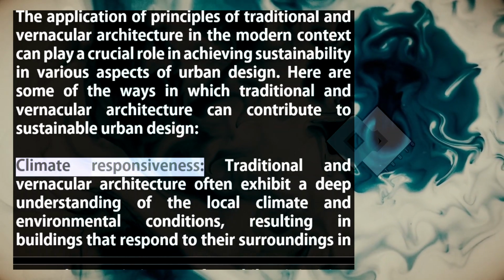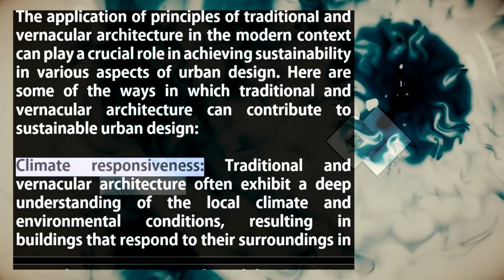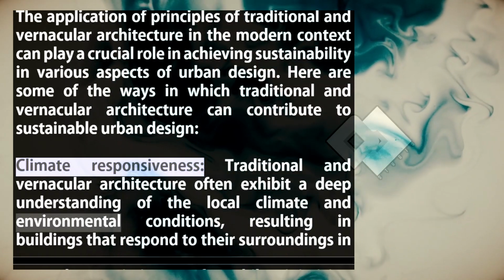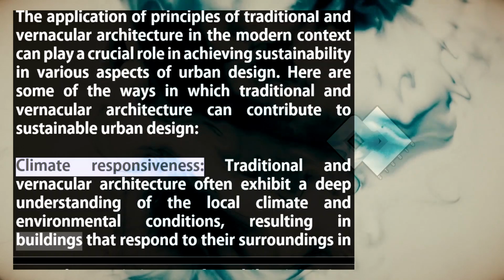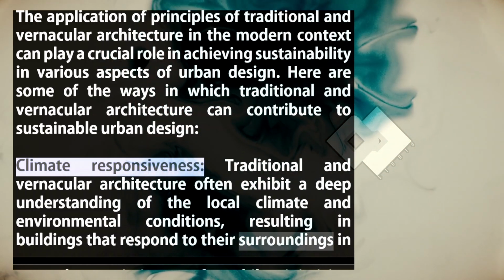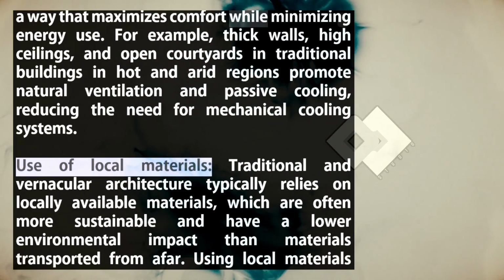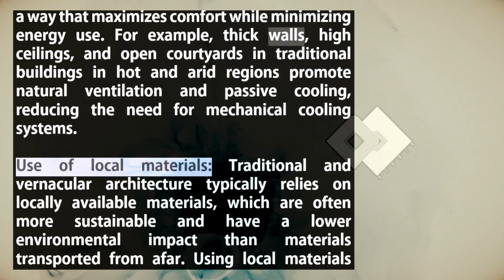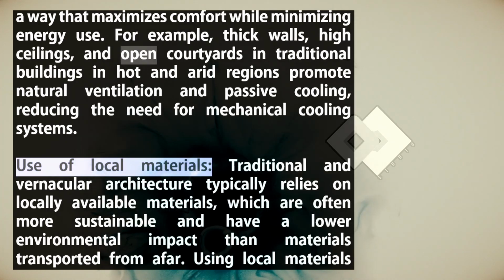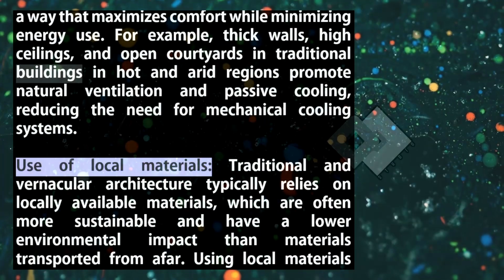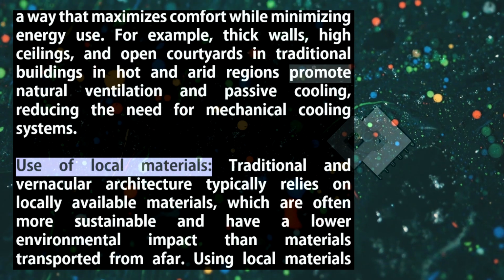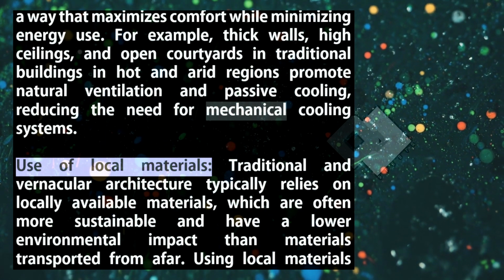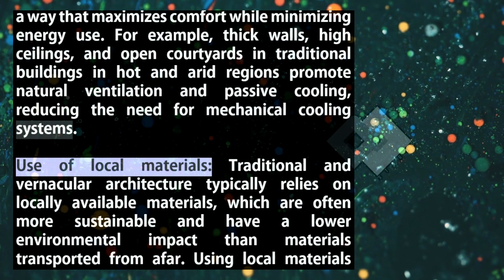Climate responsiveness. Traditional and vernacular architecture often exhibit a deep understanding of the local climate and environmental conditions, resulting in buildings that respond to their surroundings in a way that maximizes comfort while minimizing energy use. For example, thick walls, high ceilings, and open courtyards in traditional buildings in hot and arid regions promote natural ventilation and passive cooling, reducing the need for mechanical cooling systems.